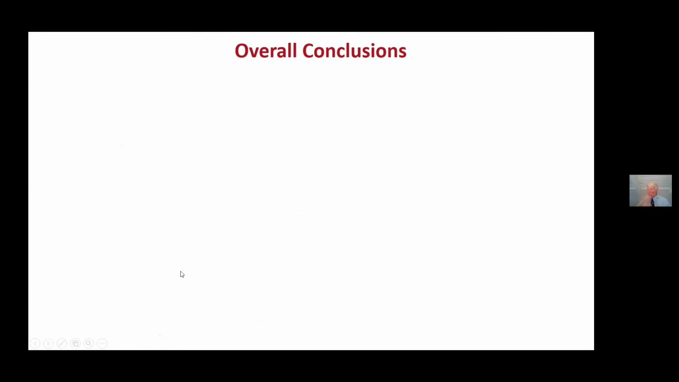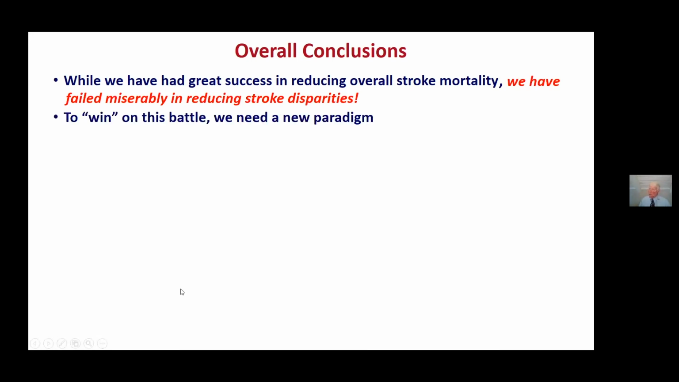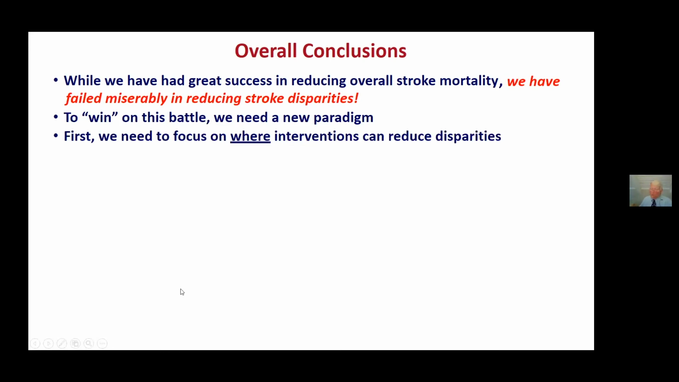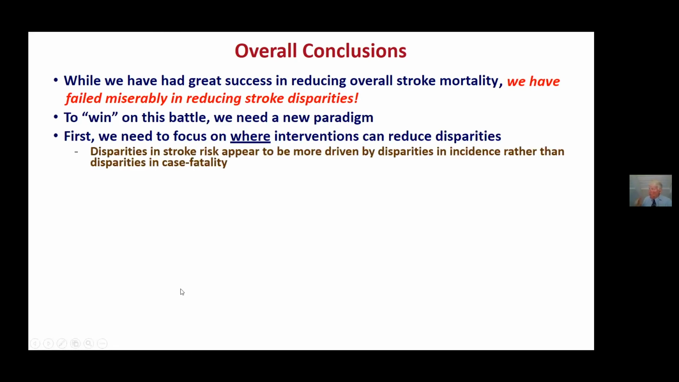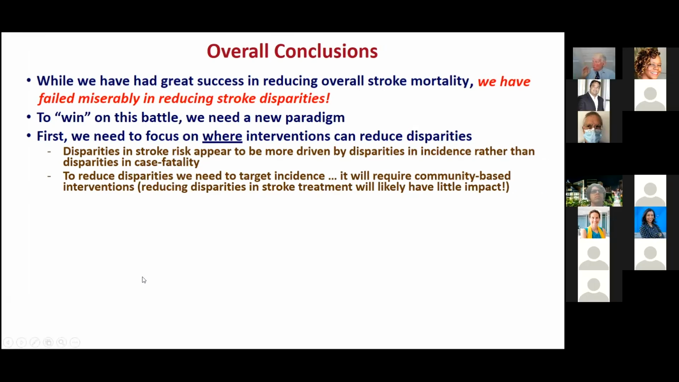So, overall conclusions for the whole talk. We've had great success in reducing overall stroke mortality. As I've said, one of the great public health achievements, but we have failed miserably at reducing stroke disparities. I'm suggesting that to win this battle, we need a new paradigm. And the first thing is we need to think about where to focus our interventions to reduce the disparities. And it appears to be driven primarily by incidence rather than case fatality. And so all of us are in the right business in public health. We need to be focused on targets to reduce incidence, which will require community-based interventions.